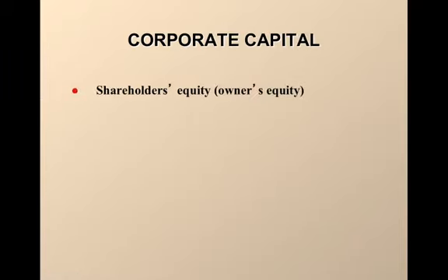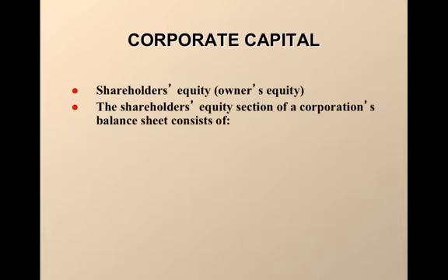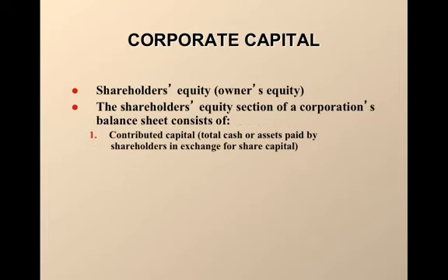So let's talk about shareholders' equity, similar to owner's equity. So on a corporate balance sheet, you don't have an owner's equity section, you have a shareholders' equity section. And the shareholders' equity section of a corporation's balance sheet consists of two main sections. One is contributed capital. Contributed capital is the total cash or assets, if you're exchanging shares for assets, paid by shareholders in exchange for share capital. This is like the owner investment. This is like capital, owner's capital.